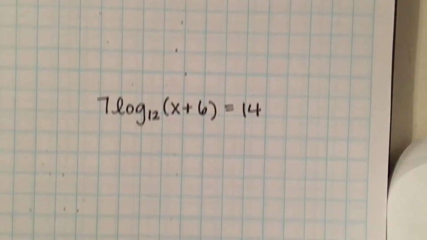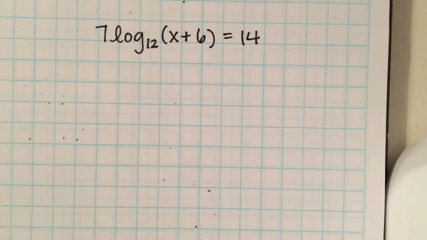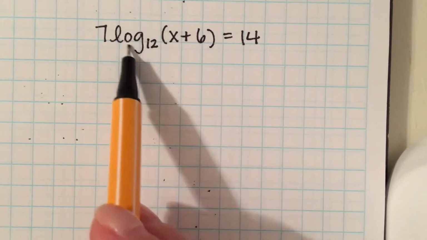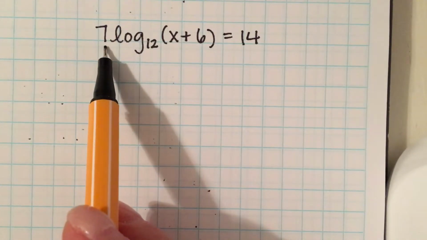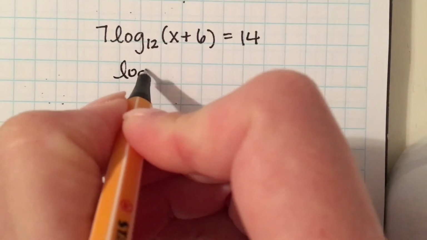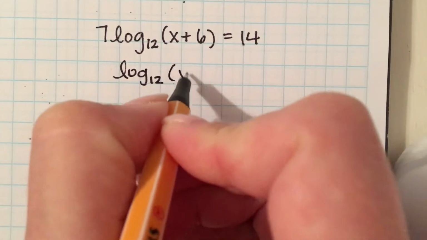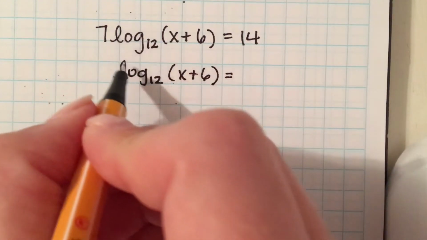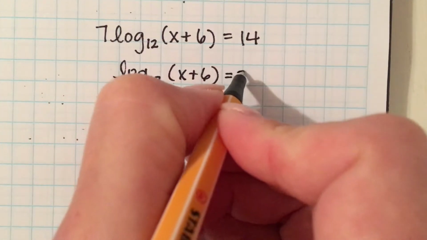Alright, so our next problem, the second one, is 7 log base 12 of x plus 6 equals 14. So the first thing we need to do is isolate the log, okay, by dividing by this 7 on both sides. That's going to leave me with the log base 12 of x plus 6 equals, okay, 14 divided by that 7 gives me 2.